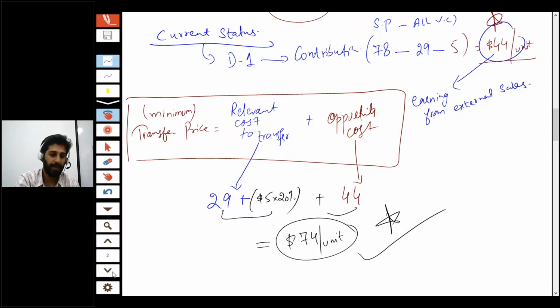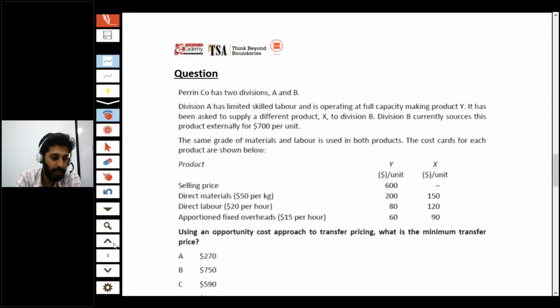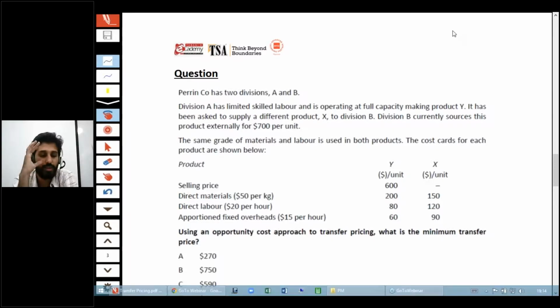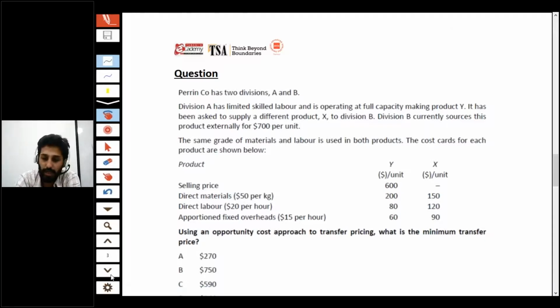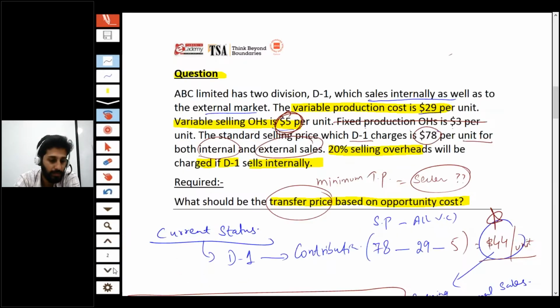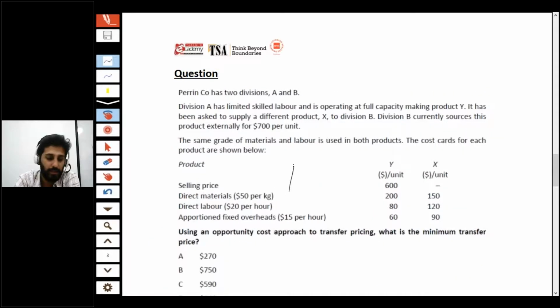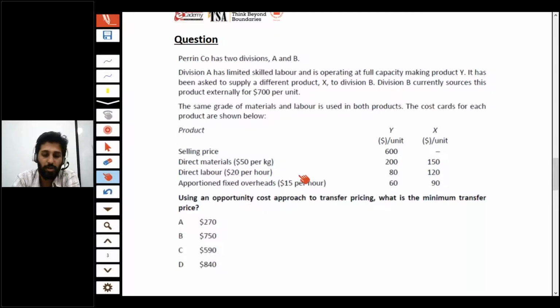Now, let's move ahead. This is the question, and a very good question. This is not only the question, this is a very good question, I must say. Now, here it is written that, using an opportunity cost approach to transfer pricing, what is the minimum transfer price? Opportunity cost principle would be used.